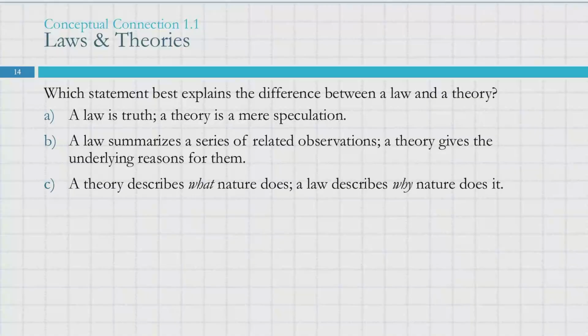Okay, which of these statements best describes the difference between a law and a theory? Is it A, a law is truth, a theory is mere speculation? Is it B, a law summarizes a series of related observations, a theory gives the underlying reasons for them? Is it C, a theory describes what nature does, a law describes why nature does it?